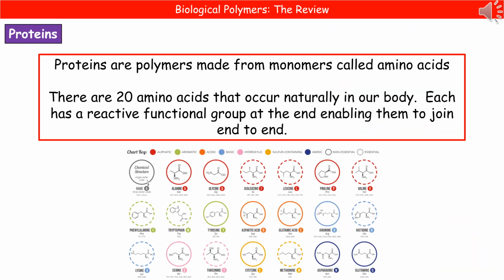The second polymer we find in biology is the protein. So proteins are polymers which are made from their monomers called amino acids. And what we've got as humans inside our body are 20 amino acids that occur naturally. Now, each amino acid has this reactive functional group at the end that allows them to join end to end with each other. So the way we've got all of these different proteins in our body is just through having different combinations of those amino acids joining together.